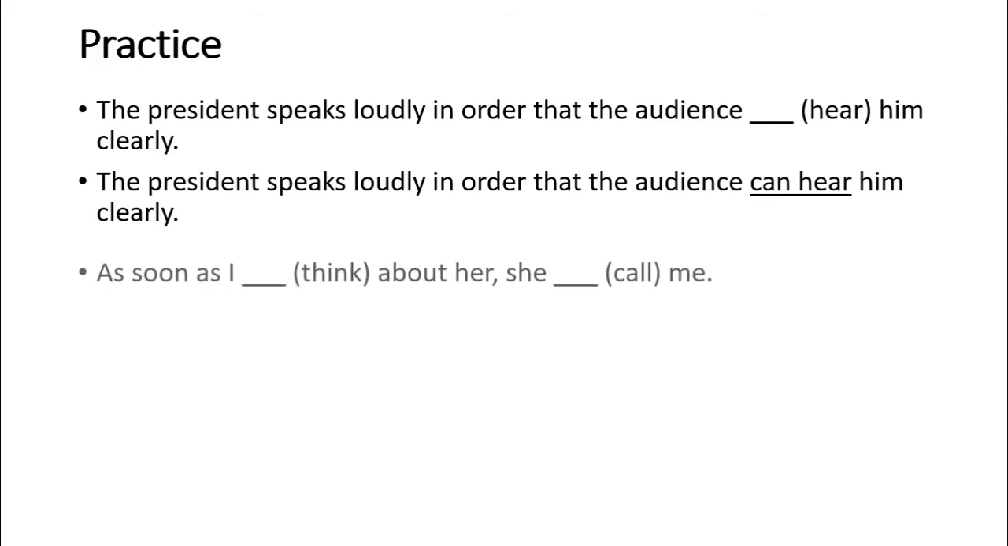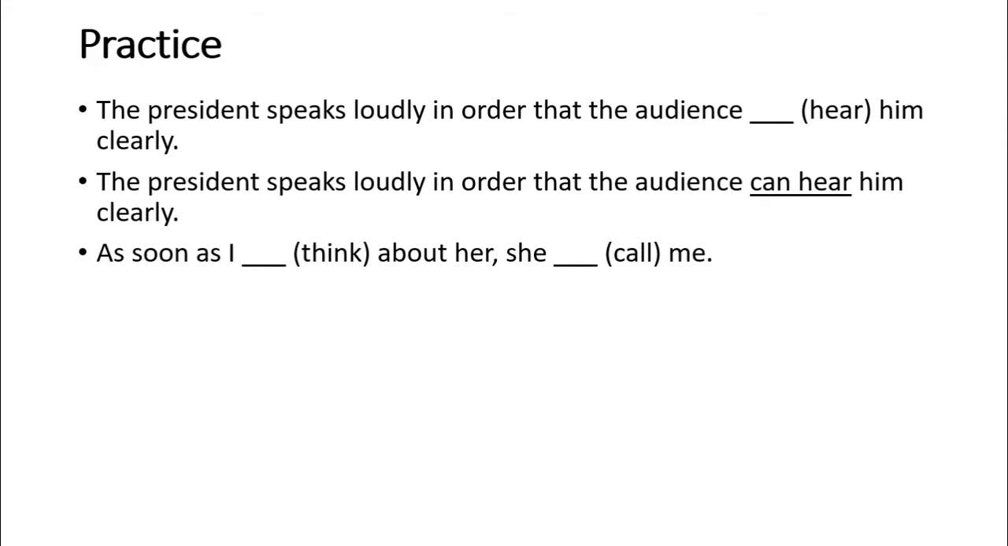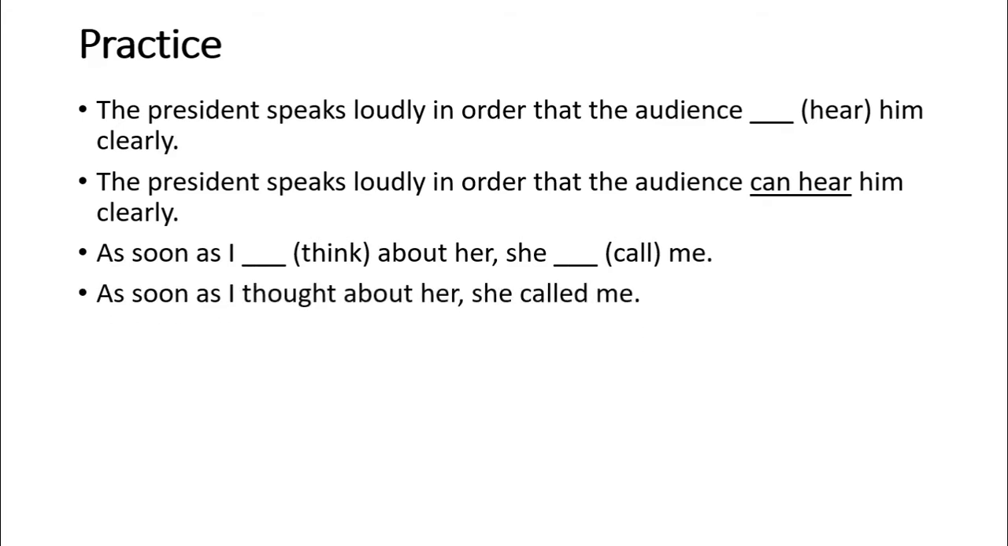Okay, next one. As soon as I dash think about her, she dash call me. So dear boys, when two clauses are joined with the conjunction as soon as, then we have to write down the verbs in past form. When we have as soon as in our sentence, then we have to write down the clauses in past form. So the answer will be as soon as I thought about her, she called me. You see, as soon as I thought about her, she called me.